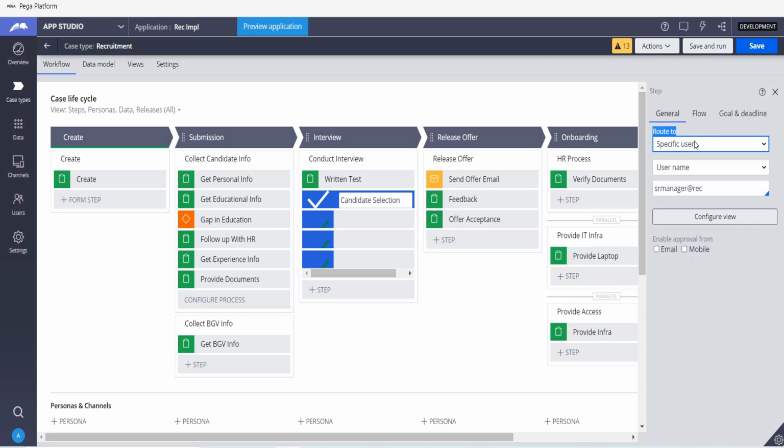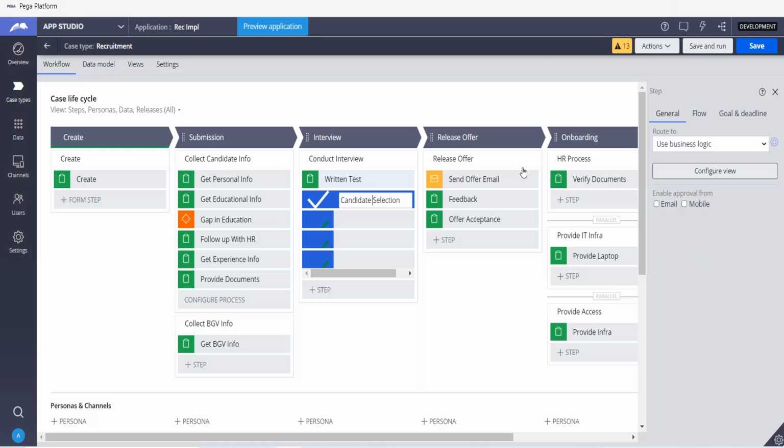So the routing could be to a specific user. It could be a work queue, or it could be business logic also. So all three are possible. We know all these three, right? Specific user, work queue, business logic. We know these. And what about cascading approval? Where is it coming from? Generally, cascading approvals are a sort of good to know information for us. We don't need to actually implement it.